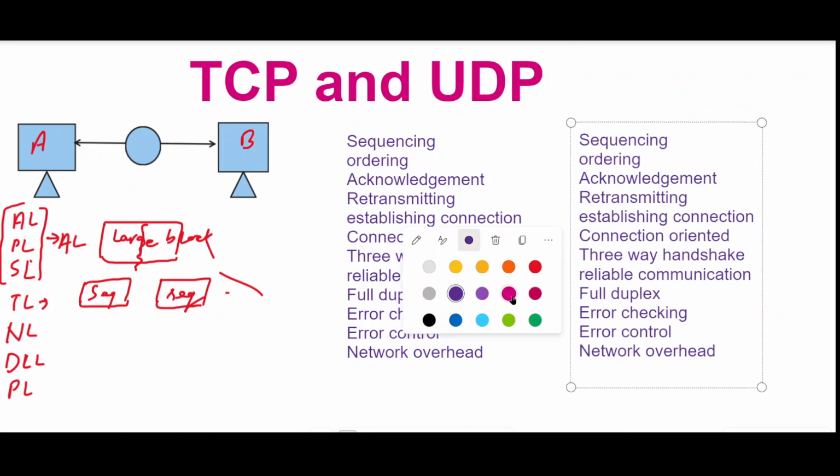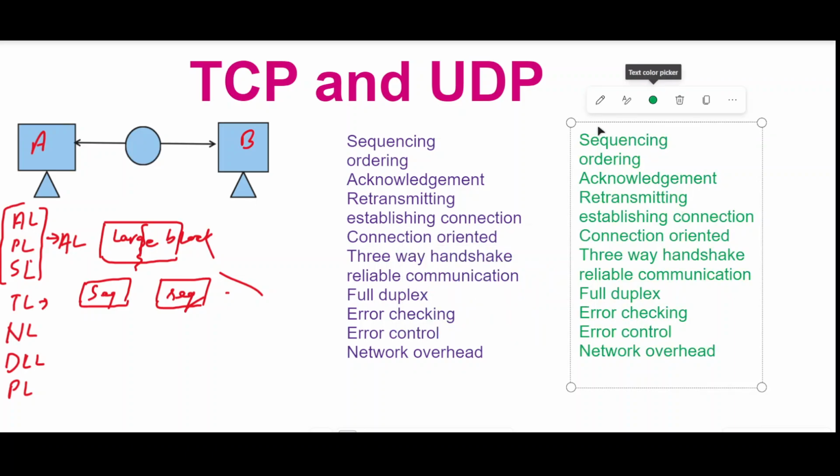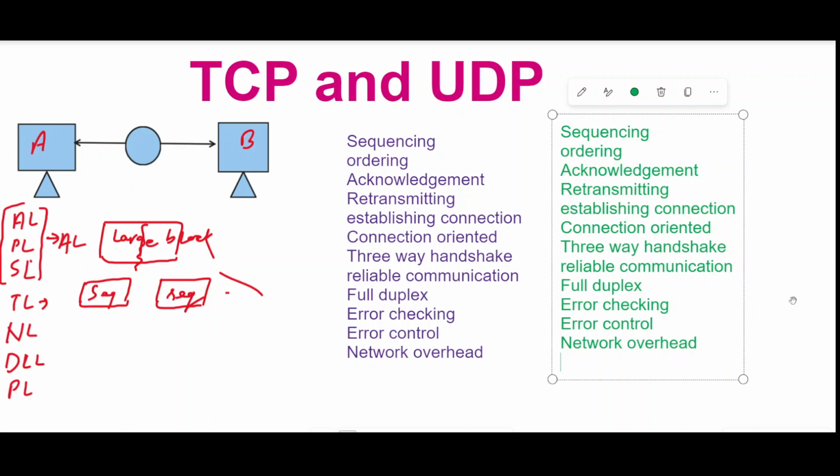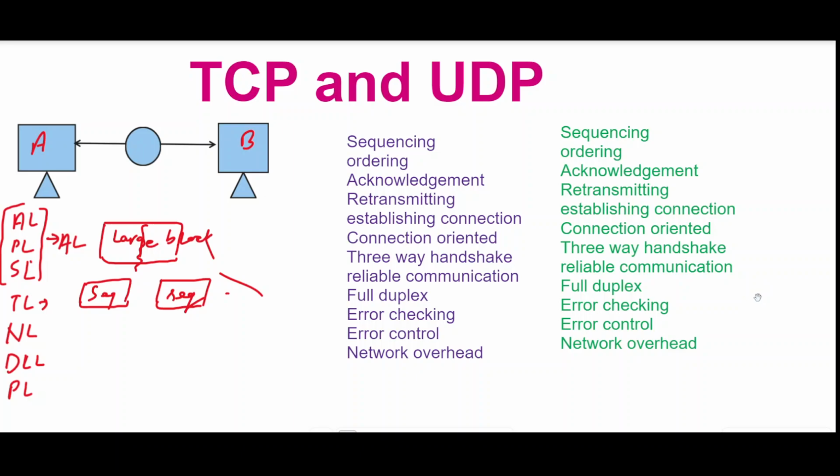So the features come here. We will create the differences between them. First point, it is not the same. Here we will create differences. TCP is sequencing, UDP is not sequencing. Clear? TCP is ordering, UDP is not ordering. That is the features. Is it reliable communication? TCP yes, UDP no, it is not a reliable communication. Clear? TCP has acknowledgement, UDP does not.